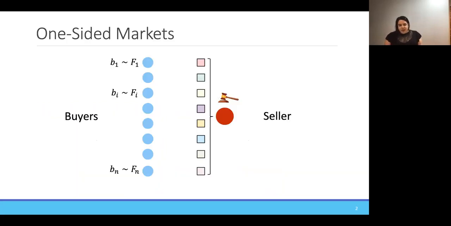Okay, great. So hopefully we're all basically familiar with one-sided markets. We have a bunch of buyers. They have values that are drawn independently from prior distributions, which are known to a seller, and the seller designs a mechanism. The seller may have multiple items to sell. They may be different types of items, a red item, a green item, a yellow item, and the seller can design a mechanism to maximize revenue, maximize buyer welfare. We know a lot about how to sell items in one-sided markets.